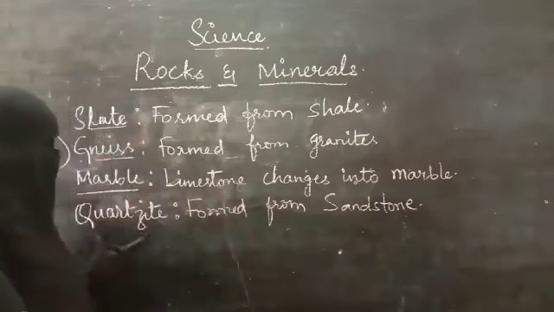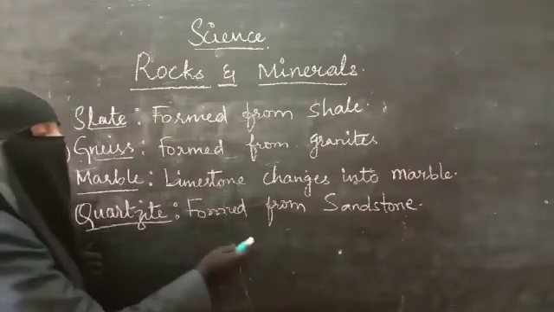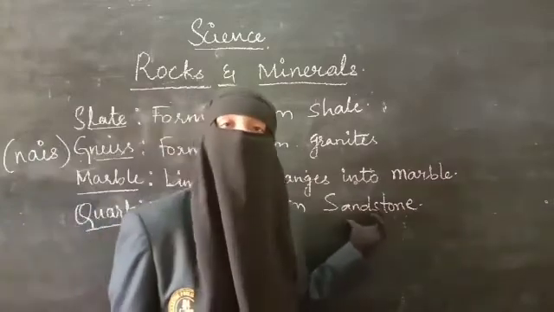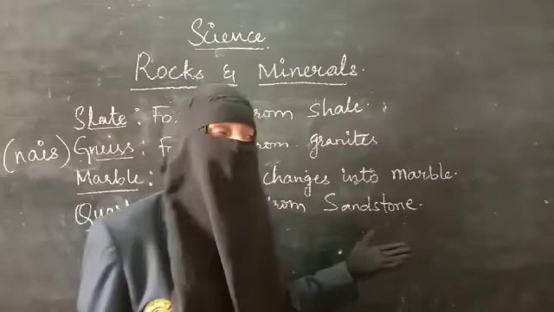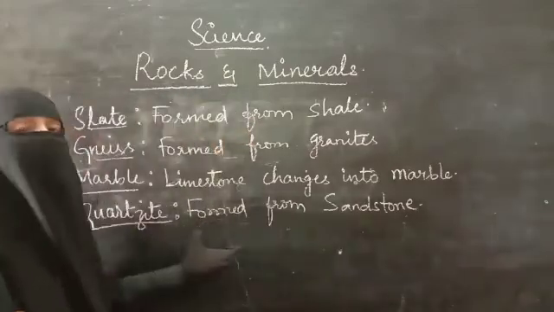So the next one is quartzite. Quartzite is formed from sandstone. As we know, sandstone is a sedimentary rock. It is of different colors. In the same way, quartzite is formed from sandstone.